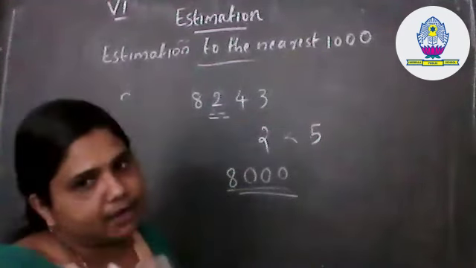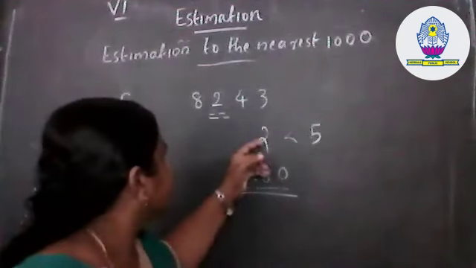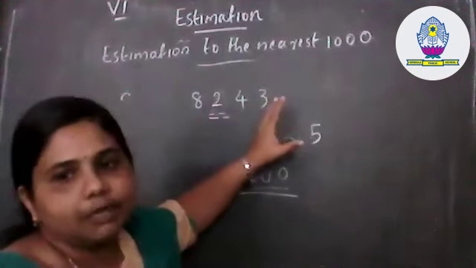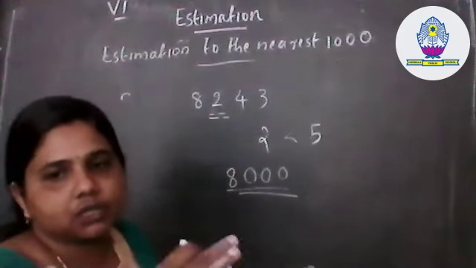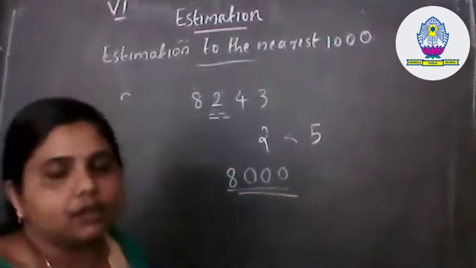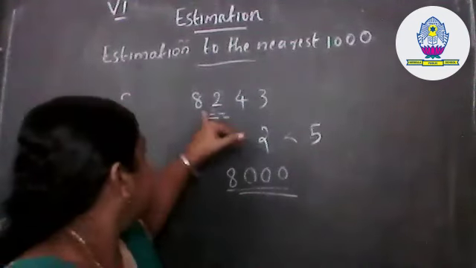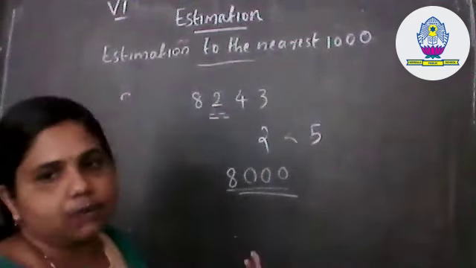then the last digits, that is the hundreds, tens and ones places, become zero, replaced by 0, and the digit in the thousands place is the same, that is 8.